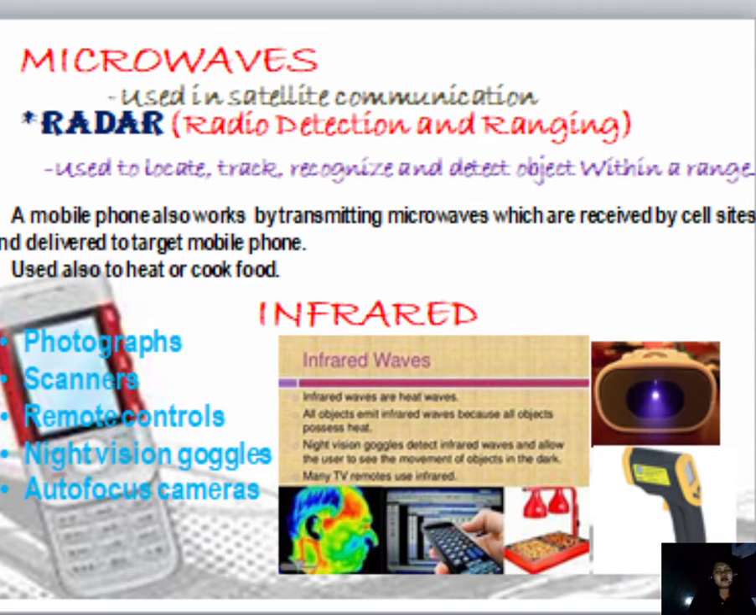Next is the infrared. What are the applications of infrared? So as you noticed, infrared uses heat waves. So as you noticed on the picture, kita po natin, ginagamit na madalas ngayon. So we have the photographs, scanners, remote controls, night vision goggles, and autofocus camera. So, yung pag-check ng temperature ngayon ginagamitan din po yan ng infrared.